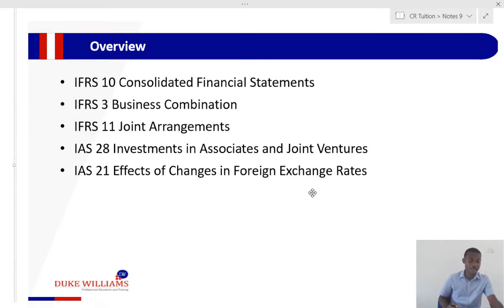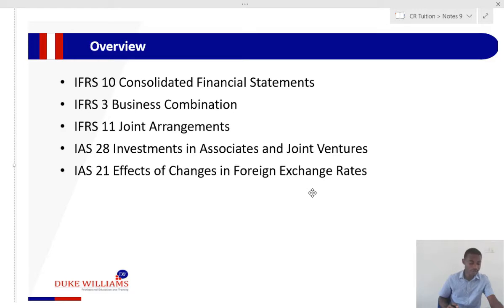The first standard is IFRS 10, Consolidated Financial Statements. This standard defines control. It sets out how we can identify a subsidiary, where there should be control. So the definition of control, or the principle embedded in control. Then IFRS 3, Business Combinations, tries to define what a business is, and we need to identify clearly that there has been a business purchase. Then it also sets out what we call the acquisition method.